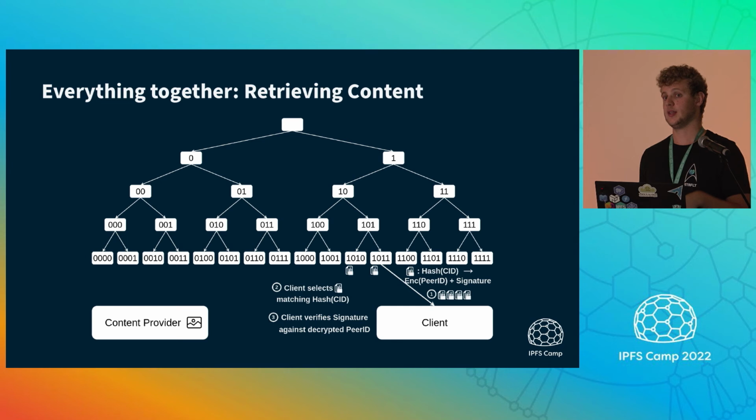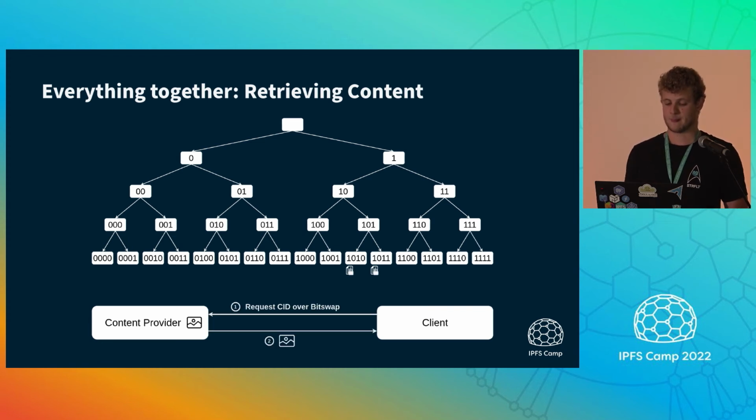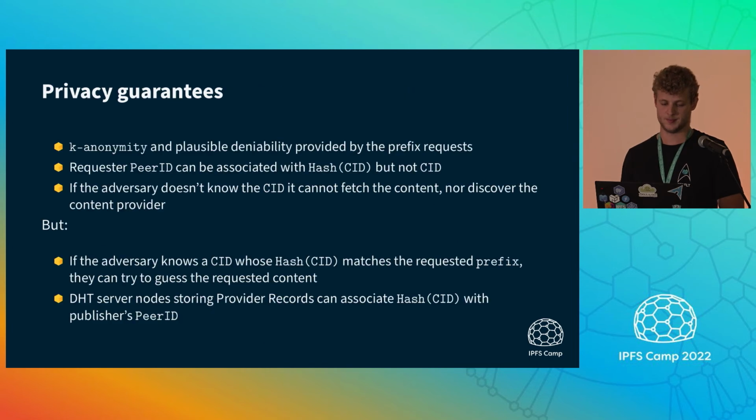And once I decrypt it, I can verify the signature because it was signed with the private key of the peer ID that is storing the content, right? And so then I have the guarantee that the peer ID that I have at least knows the CID. A malicious node could not have created valid encryption using the CID as a key. And I can get my content from there.